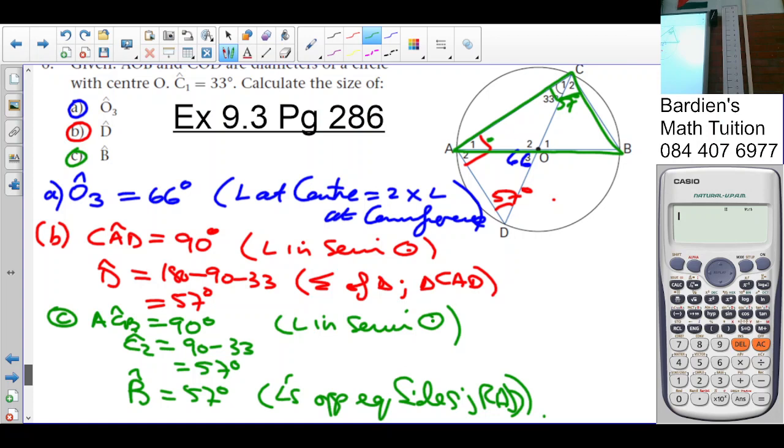Then you lose one mark, because were the sides given equal there? No, so who says it's equal? Why is it equal? Because it's a radius. Unless you first say that CO is equal to OB, radius, and then you say angle B is equal to 57, angles opposite equal sides, then it's also fine.